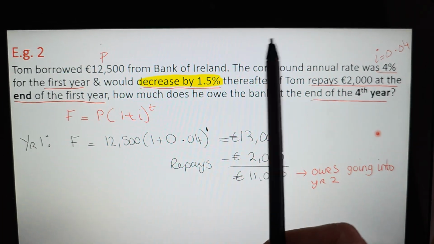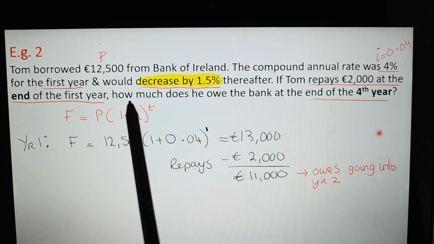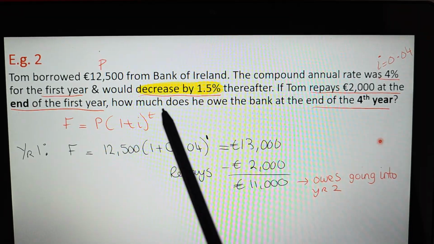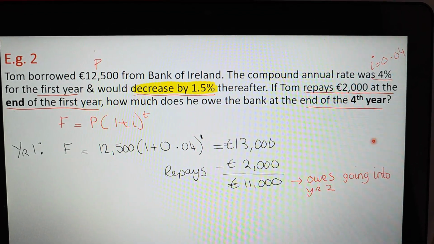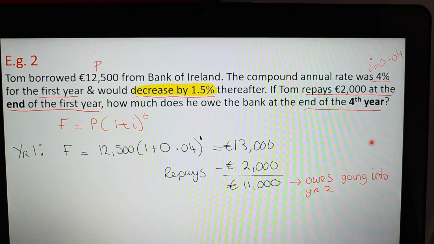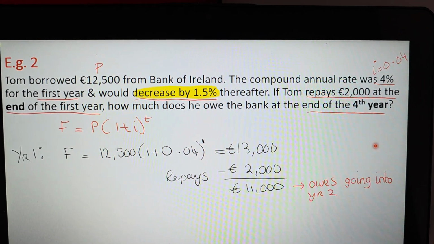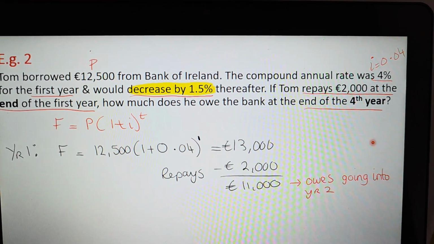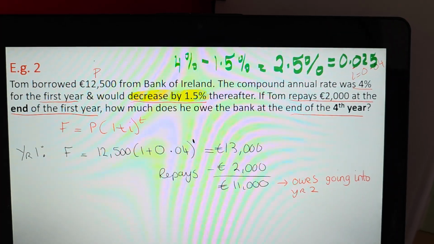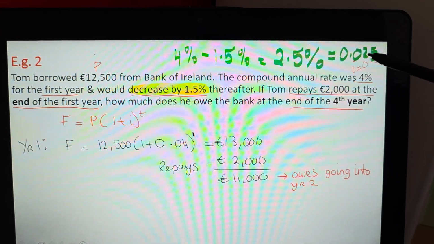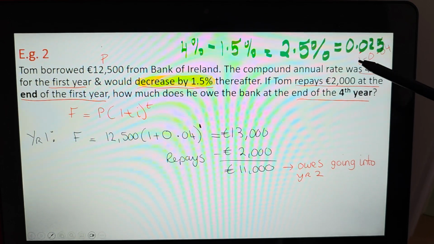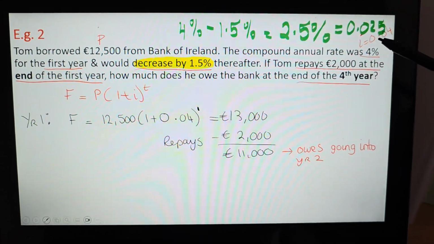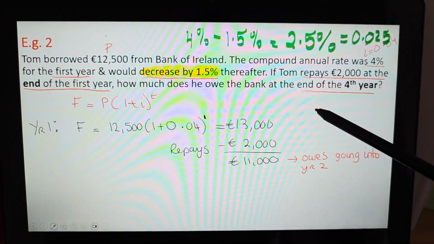Remember what's happening. They said after the first year, the interest rate is going to decrease by 1.5%. So we now know that the interest rate has gone from 4% down to 2.5%, because 4 take away 1.5 will give you 2.5. And 2.5% as a decimal is 0.025. So for years 2, 3, and 4, the interest rate is going to be 0.025. Nothing else is happening after that, right?